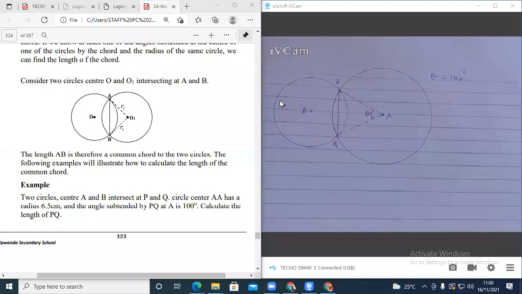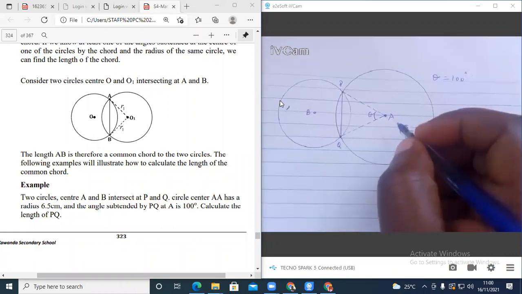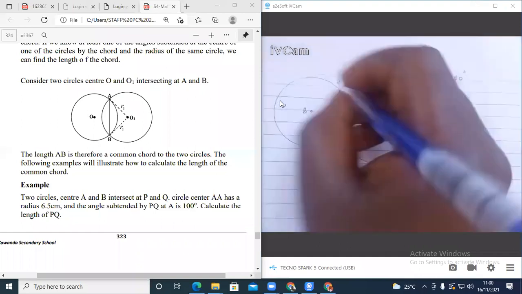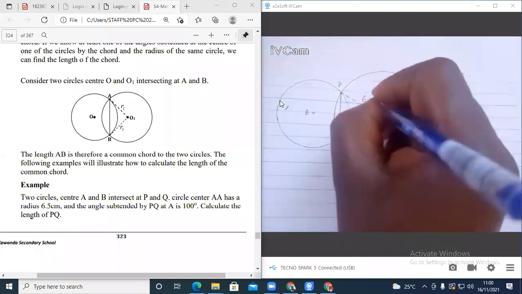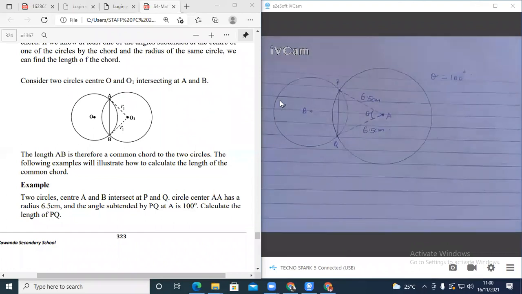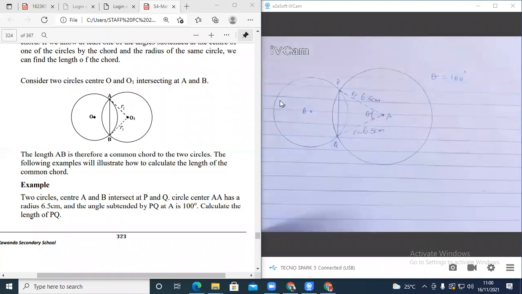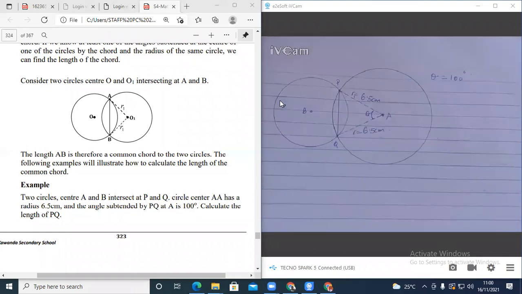Now they are telling me to calculate the length PQ. The other thing that I know is that circle with center A has a radius of 6.5. So this is 6.5 centimeters, this is 6.5 centimeters, like that. Okay, so what am I supposed to do?